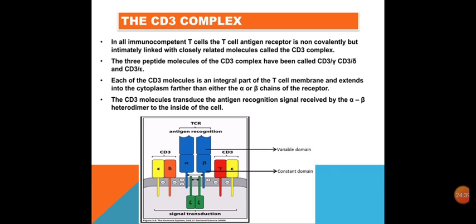Each of the CD3 molecules is an integral part of the T cell membrane and extends into the cytoplasm further than either the alpha or beta chains of the receptor. The CD3 molecules transduce the antigen recognition signal received by the alpha and beta heterodimer to the inside of the cell.